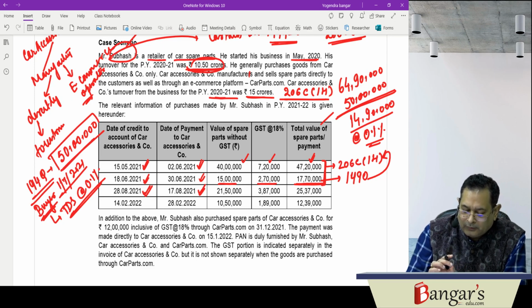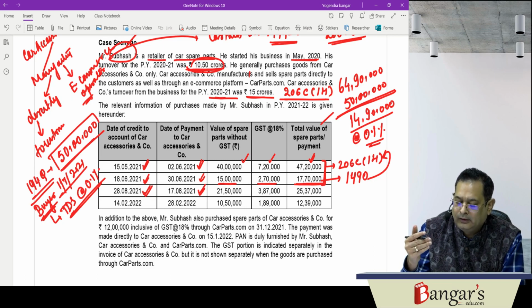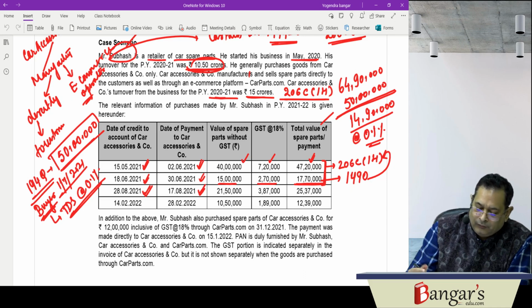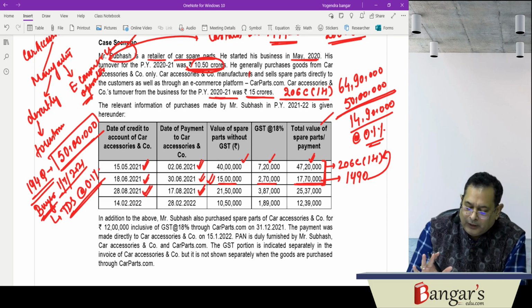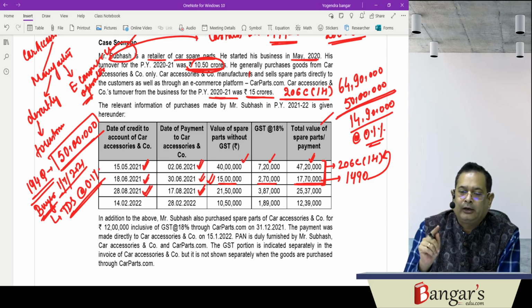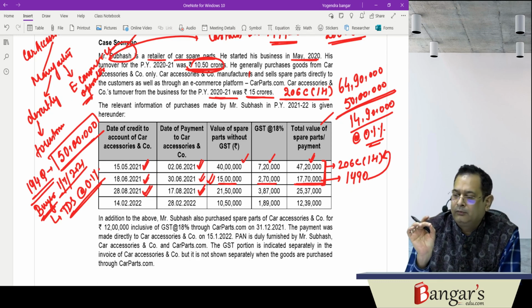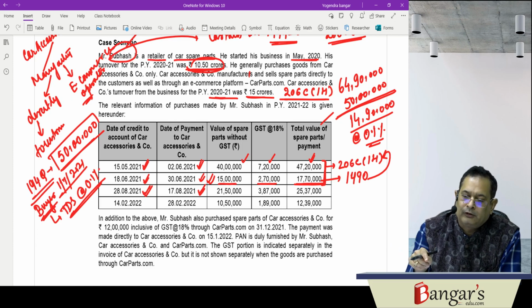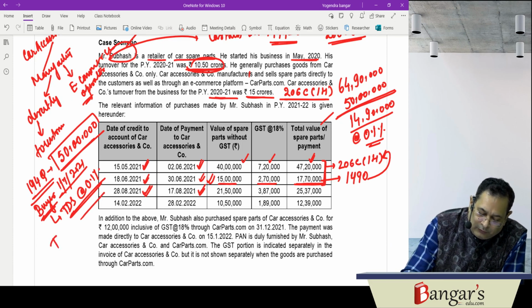Now it has been clarified that whatever payments or credits have been made from 1st of April 21 will be aggregated for counting the limit of rupees 50 lakhs. So in this particular case, the 50 lakh turnover has already been achieved. Therefore, TDS provisions will be attracted, because when both 194Q and 206C(1H) are applicable, TDS provisions will apply and TCS provisions will not.